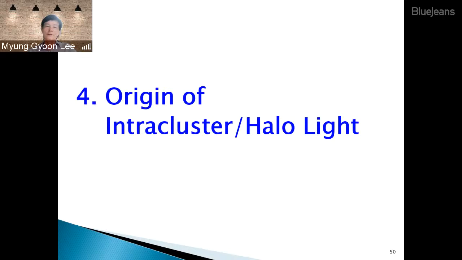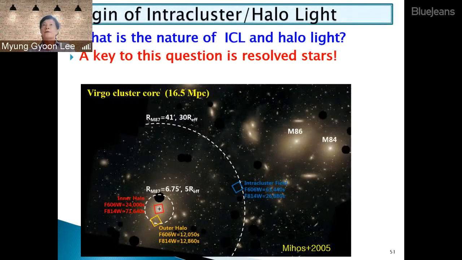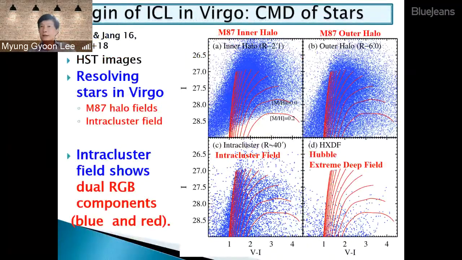Then, origin of intracluster halo light. Again, the image of the Virgo core, the 3 HST fields are marked by small boxes. And you see a diffuse light covering a large fraction of the galaxy cluster, which is intracluster light. And you can derive the CMD of the stars in Virgo at the distance of Virgo, like this.